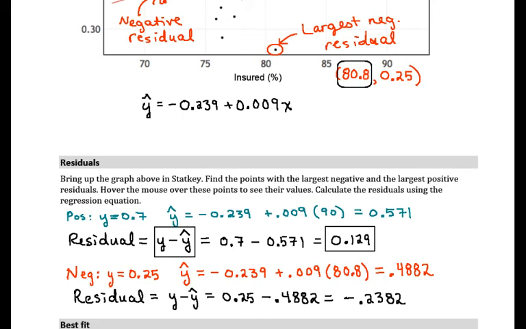So we don't have to know going into it that the residual is going to be negative or positive. We always subtract in this order, the observed value minus the y hat coming from the regression equation, and it should just work out to be positive or negative according to which one is bigger.